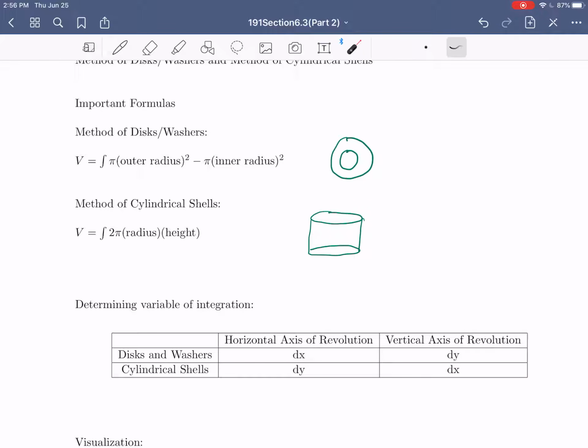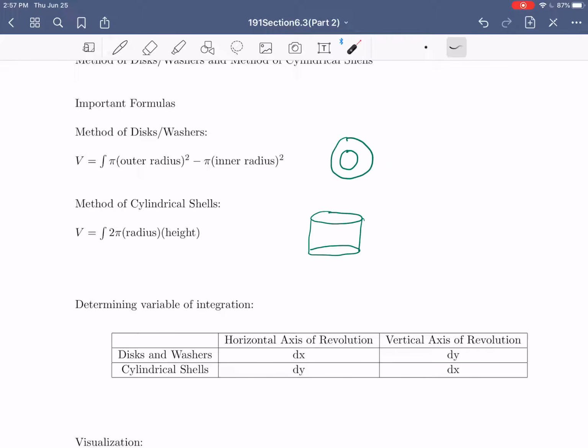Notice that what this basically means is that in any given problem, you only have a single axis of revolution. You always have either a horizontal axis or a vertical axis. And what this table is basically telling you is that if you have a horizontal axis, then you have one method that lets you work dx and one method that lets you work dy. If you have a vertical axis of revolution, you have one method that lets you work dy and one that lets you work dx. So regardless of what type of axis of revolution, you can always choose a method so that you can work with the variable that you want to work with.